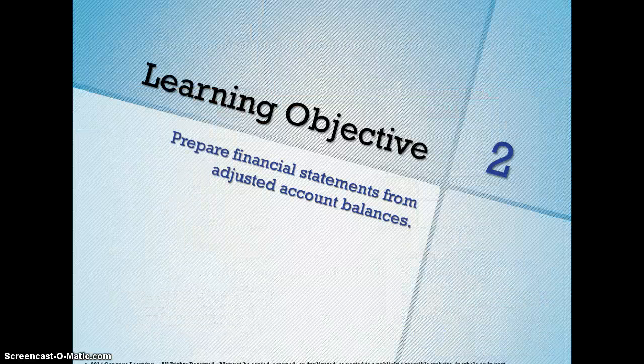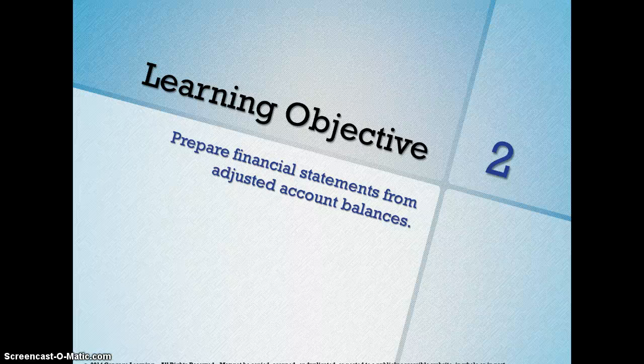Objective 2 is prepare financial statements from the adjusted account balances. Objective 2 revisits the financial statements preparations that we introduced in Chapter 1. The balance sheet in this objective is expanded to include categories for current assets, property, plant, and equipment, current liabilities, and long-term liabilities. So it's a much larger, more well-organized balance sheet that's used by larger companies.